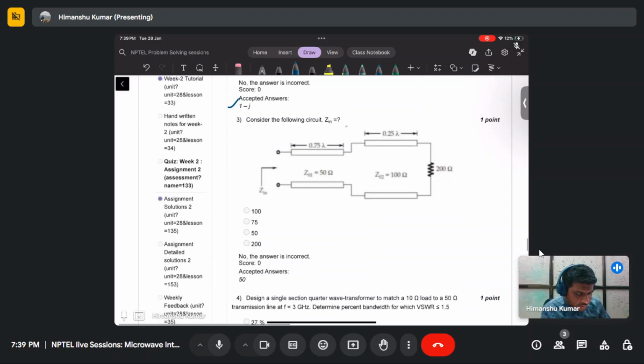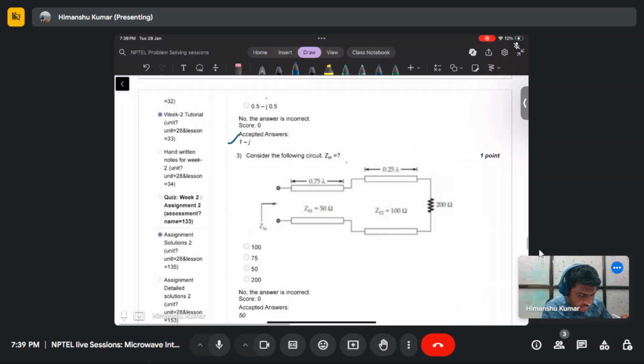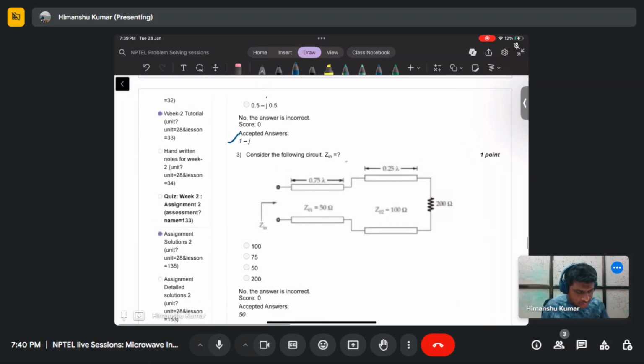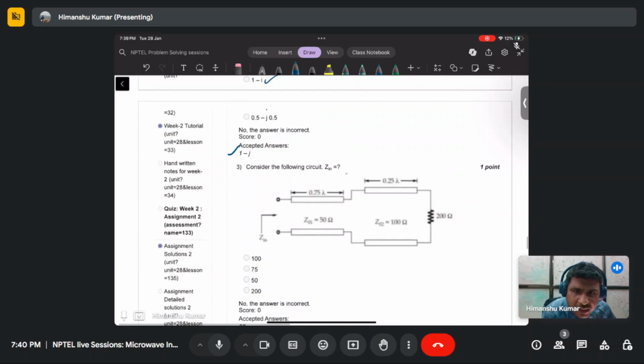That is the correct impedance. Now let's move to the next problem. Do you have any doubt related to this problem?